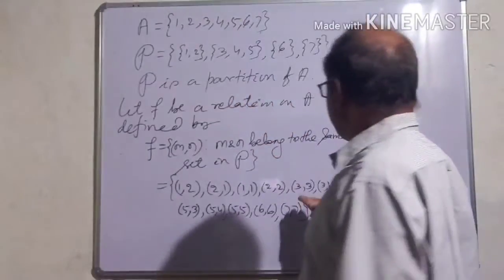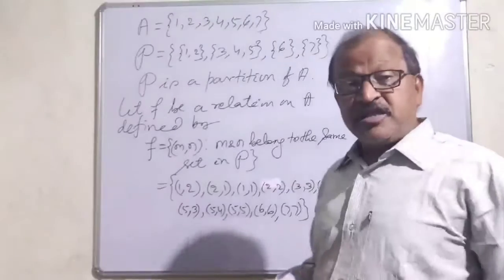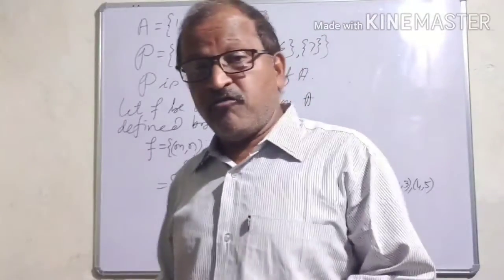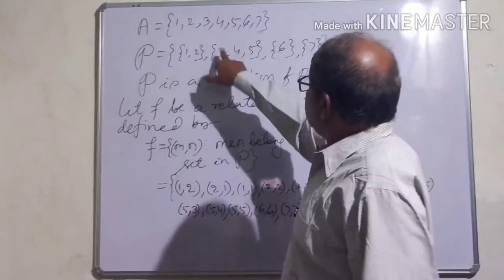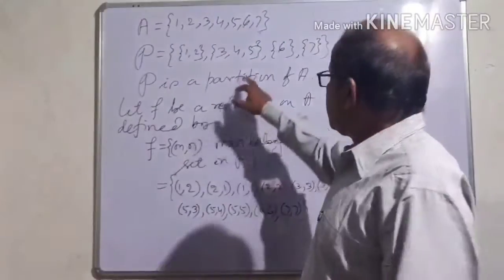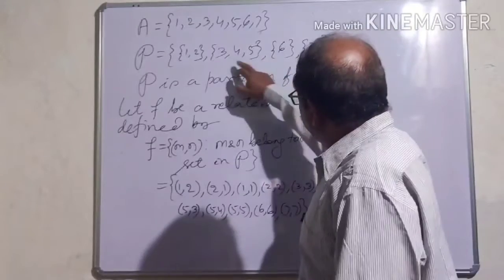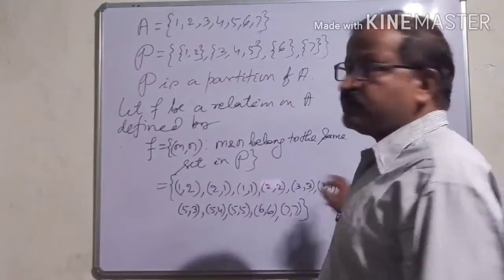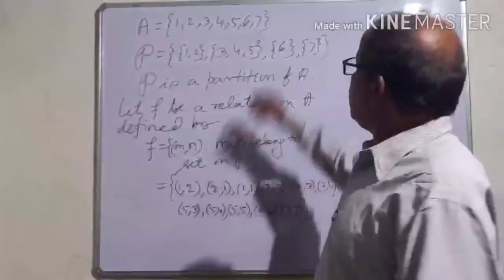So 3 will be related to 3. 3 will be related to 4. Why? Because they are in the same set, 3 and 4. So 3 will be related to 4, and 3 is also related to 5. Okay, now come to 4.